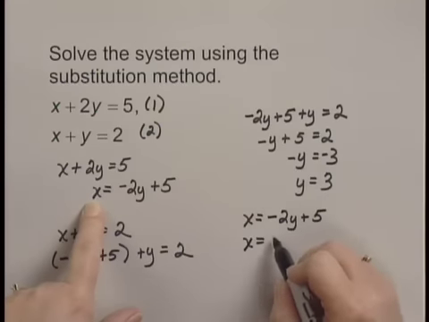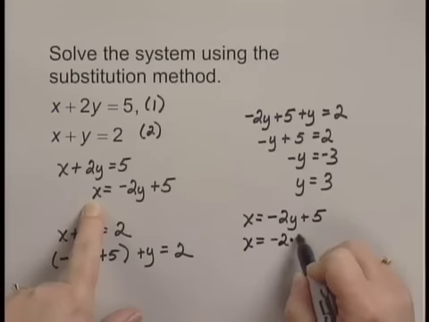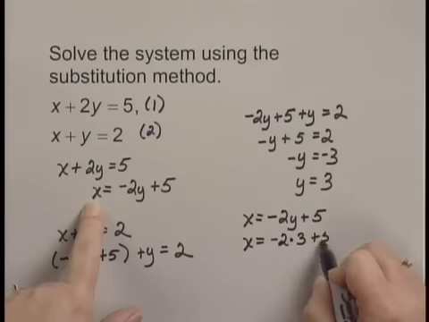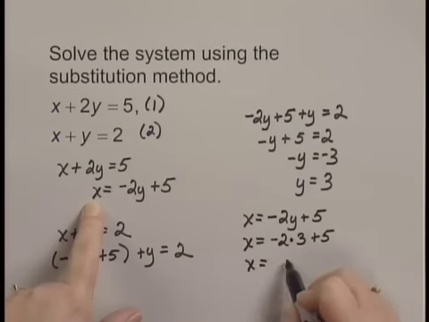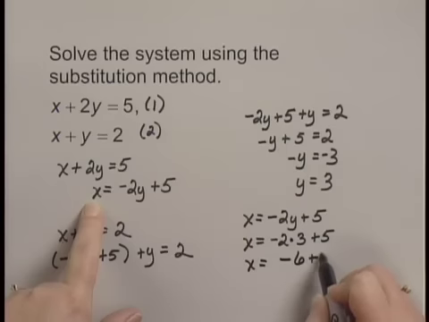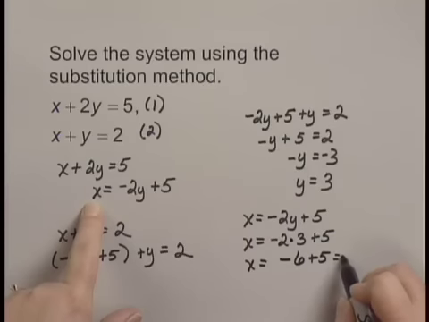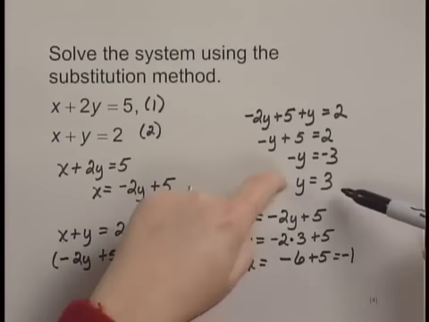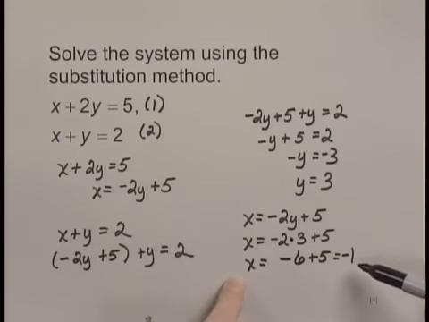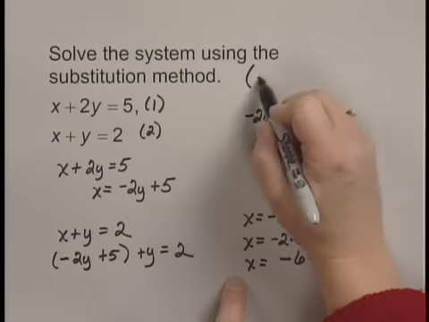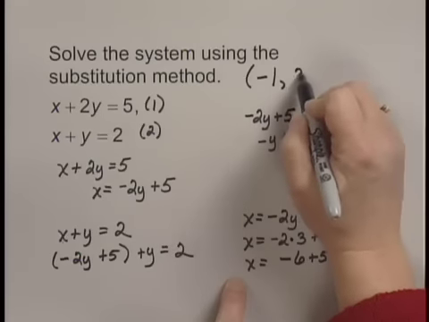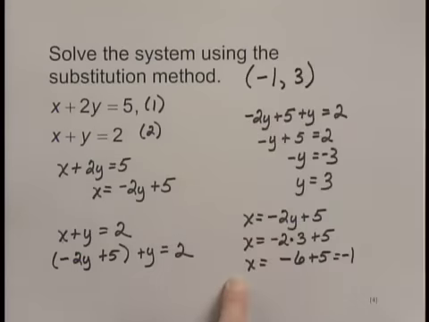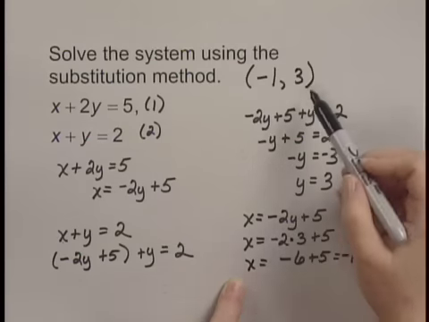Substituting 3 for y, I have x equals negative 2 times 3 plus 5, or x equals negative 6 plus 5, or negative 1. Now I found a value for y and I found a value for x. I have as a possible solution the ordered pair, and I want to list x first because it comes first alphabetically, negative 1, 3.